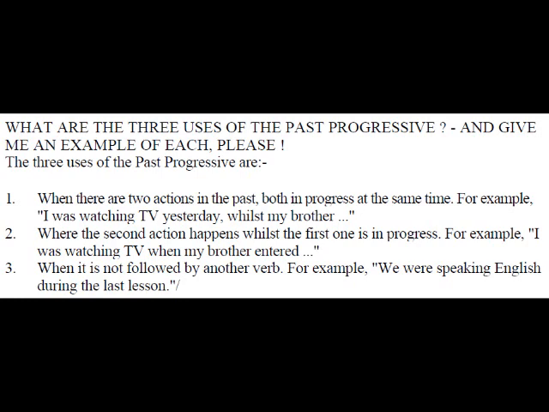What are the three uses of the past progressive? And give me an example of each, please. The three uses of the past progressive are 1. When there are two actions in the past, both in progress at the same time. For example, I was watching television yesterday, whilst my brother was reading a book.